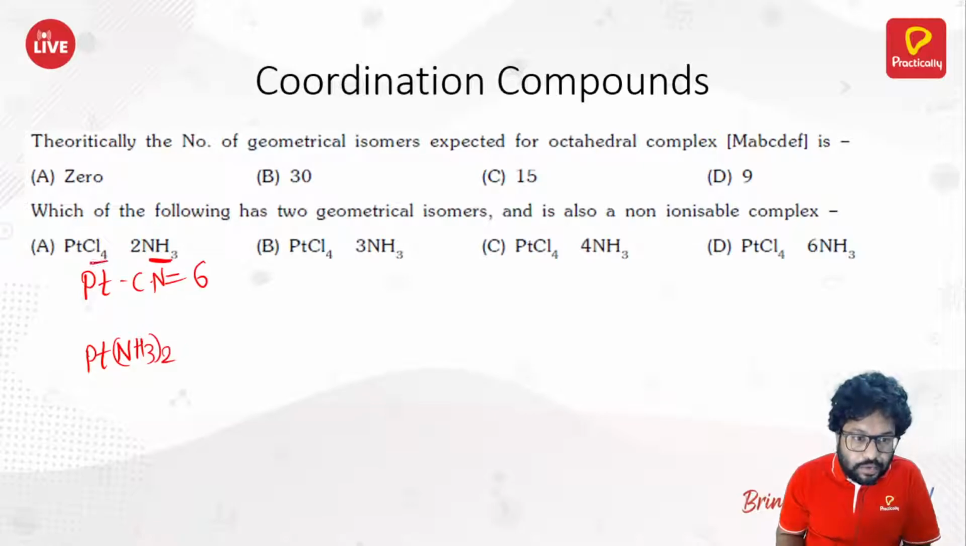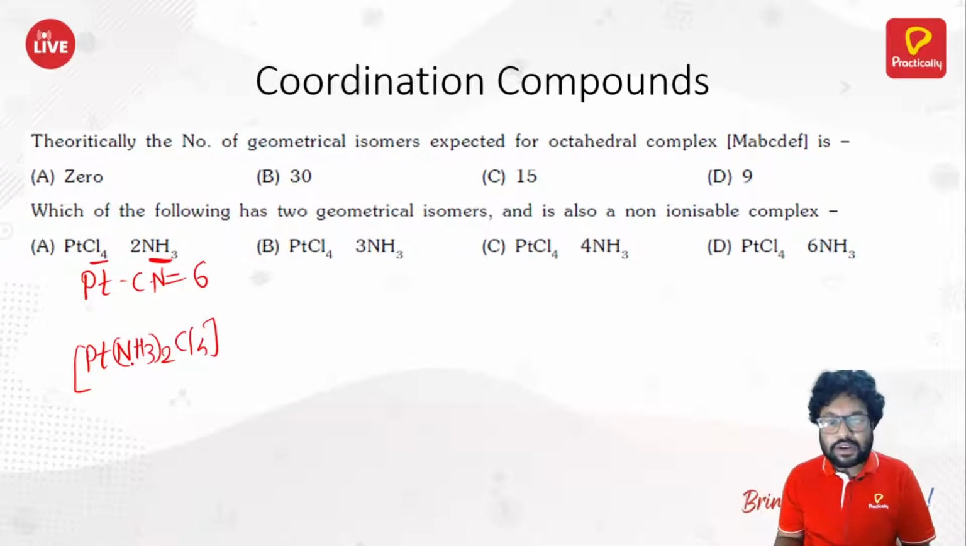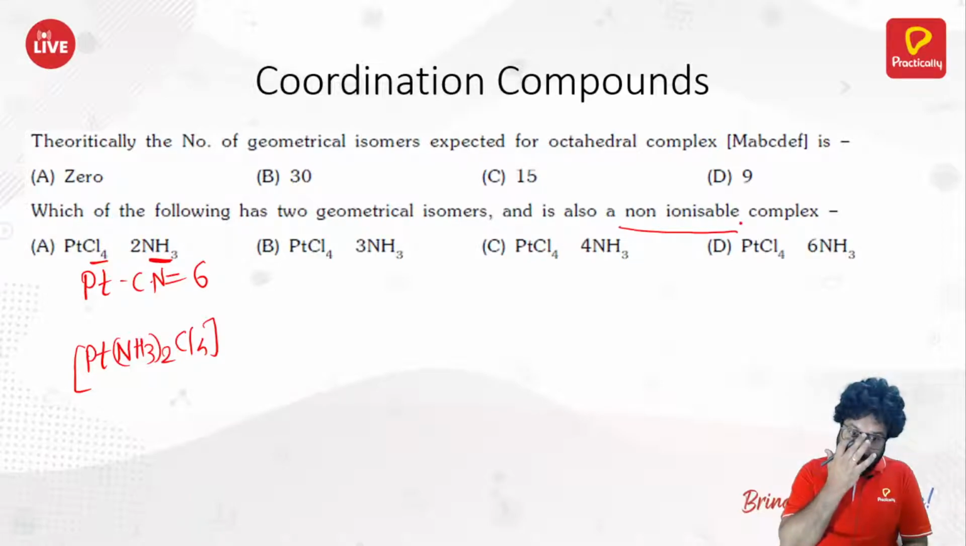Outside of which you have 4 chlorine. So all the 4 chlorine are inside the coordination sphere. So this compound should be non-ionizable, and it is non-ionizable. Let me tell you the other example.